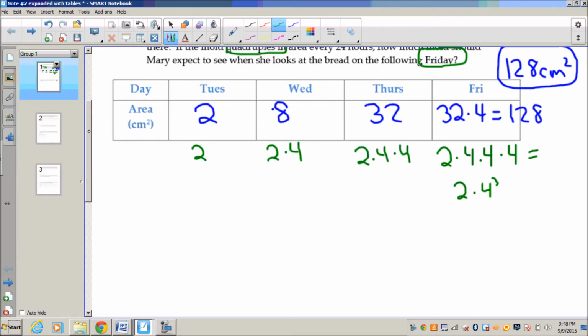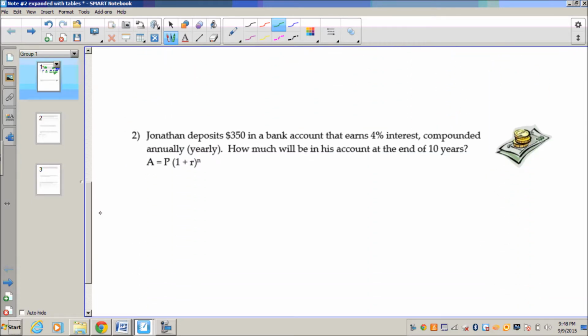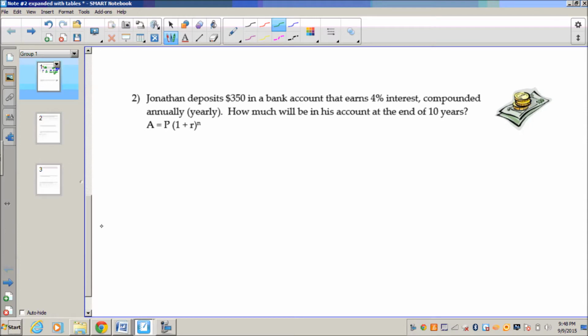So let's take a look at question number 2. Question number 2 is very different. Jonathan deposits $350 in a bank account that earns 4% interest, compounded annually, which means yearly, once a year. How much will be in his account at the end of 10 years?